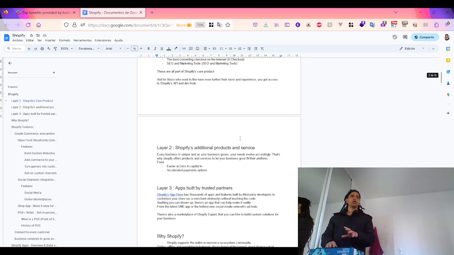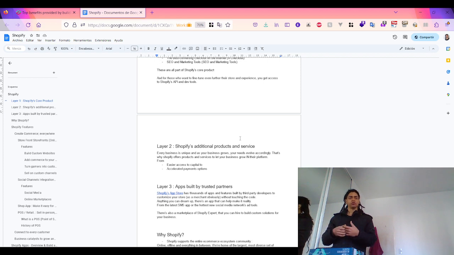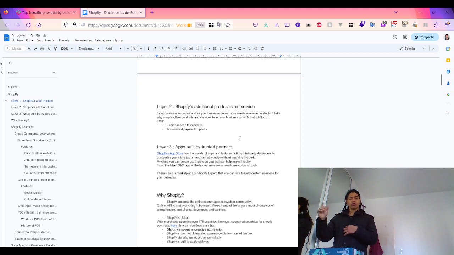And if you want to solve more complex issues, especially as you start to grow, you can rely on apps built by third-party developers that you can get from the Shopify App Store, much like Google with the Play Store or Apple with the Apple Store. So Shopify has its own marketplace. Great. If you need, for example, a Shopify expert to help you tackle more of your ambitious goals, you can do that.